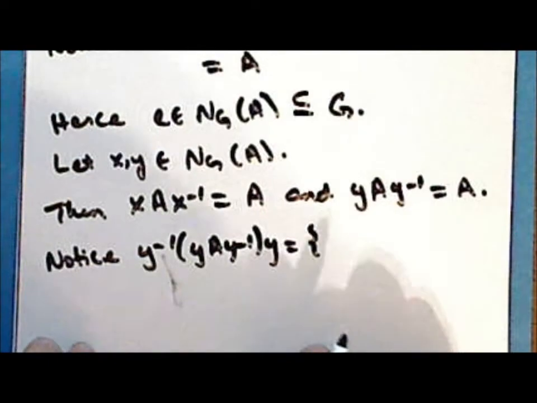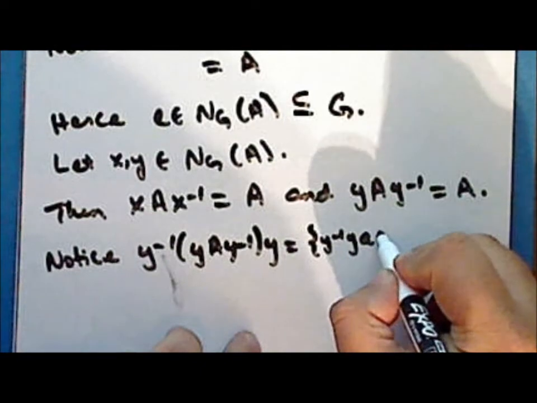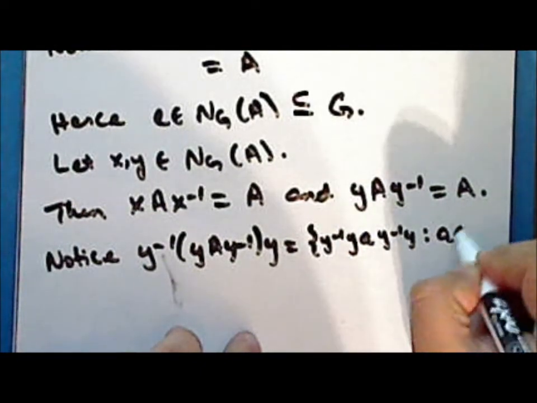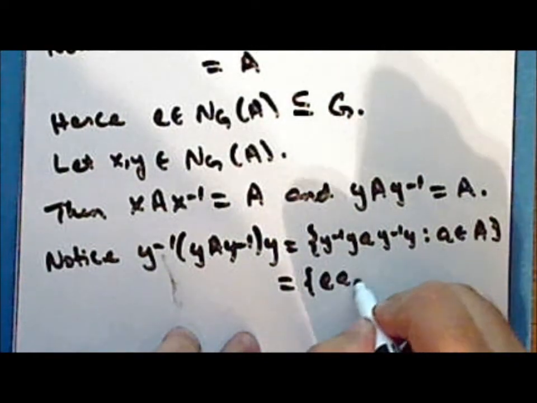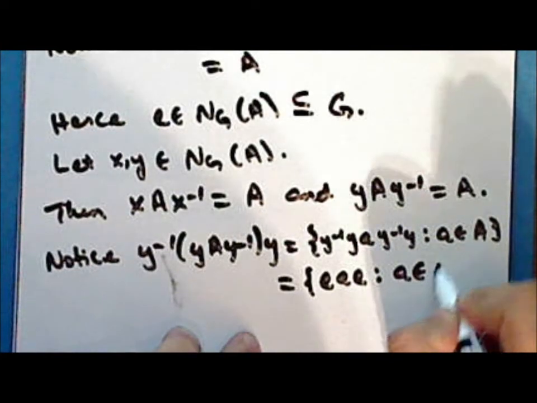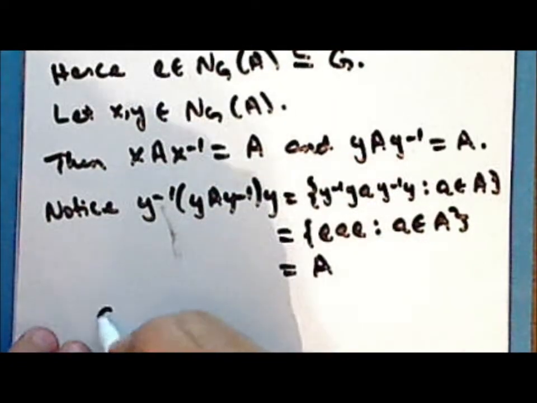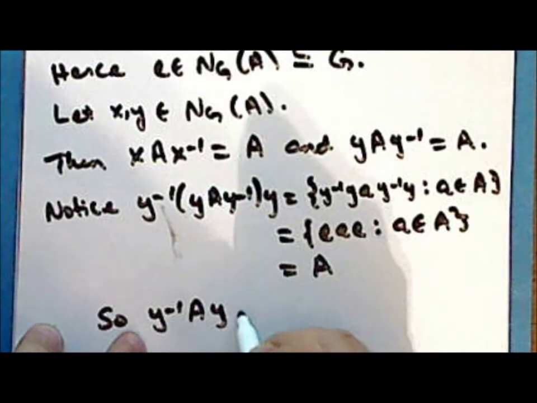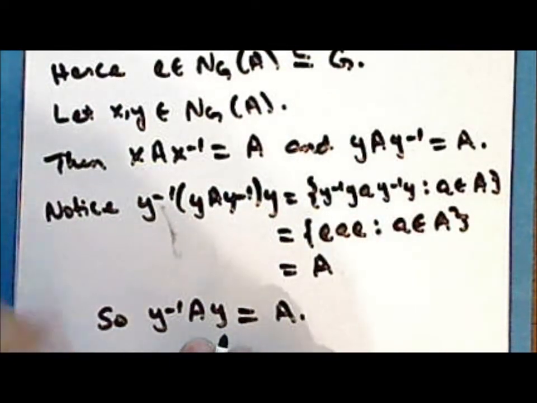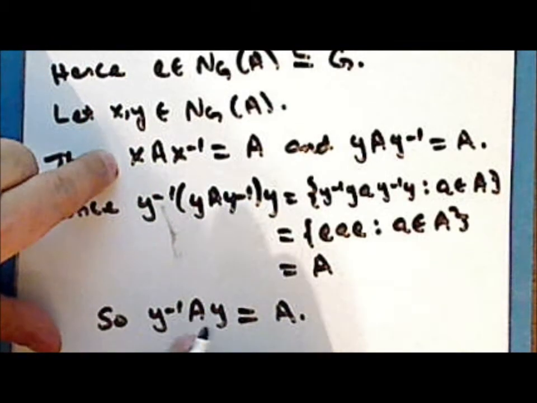you have the set of all products y inverse times y times a times y inverse times y, where a is an element in the set A, and this is the set of all products identity times identity, where a is an element in the set A, and this once again is the set A. And so the set of conjugations of the elements in the set A by y inverse is equal to A. And so we can replace the set A in this equation with the set of conjugations of the set A by the element y inverse.